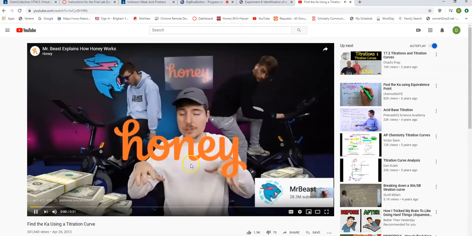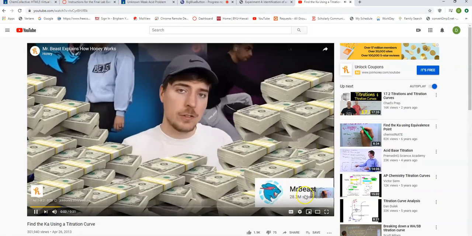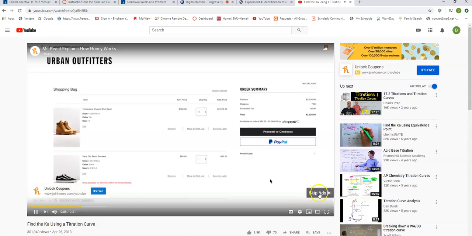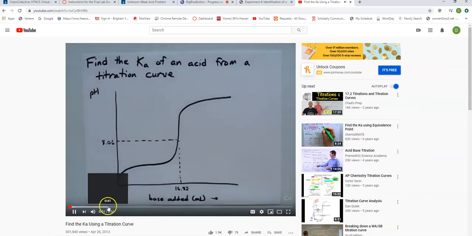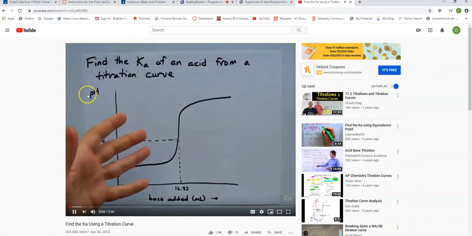Okay. Honey to save you hundreds of dollars this year and thousands of dollars over your lifetime. Here's how Honey works. This is 3,000. Happy Halloween, guys. Trick or treat. Oh, you want a treat?